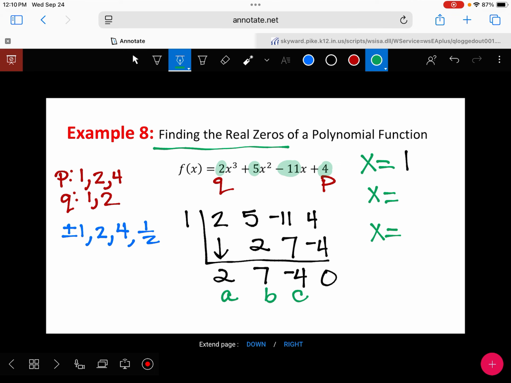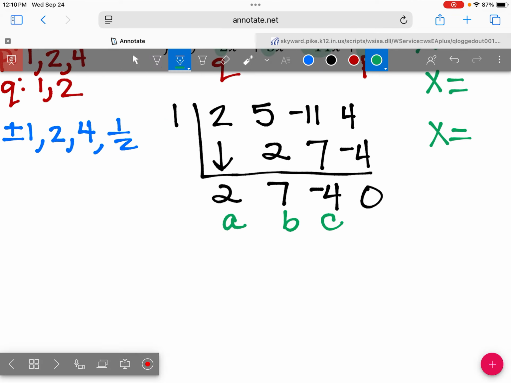So these 3 numbers, these represent A, B, and C. So you're going to write this out. This is 2. So this will be 2x squared plus 7x. That's what that means. So we have 2x squared plus 7x minus 4. We need to factor that down to find our last 2 answers.